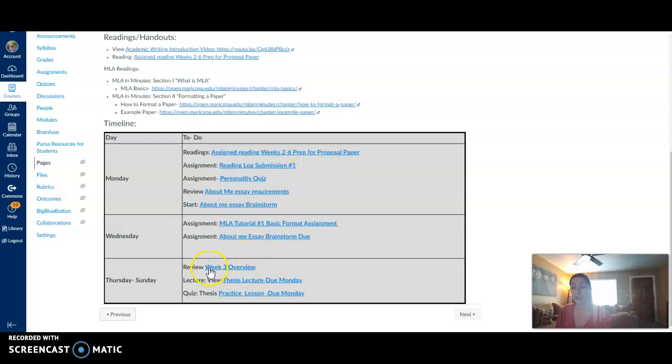Moving into the weekend, make sure you go over your week 3 overview. There is another video in there that will obviously help you understand what we're moving into. We are moving into thesis statement next week, so it's important that you start doing the thesis lecture and practice. That way we understand the parts of a thesis statement, and then we're able to write our thesis statement for our About Me essay. So that's kind of where we're going.